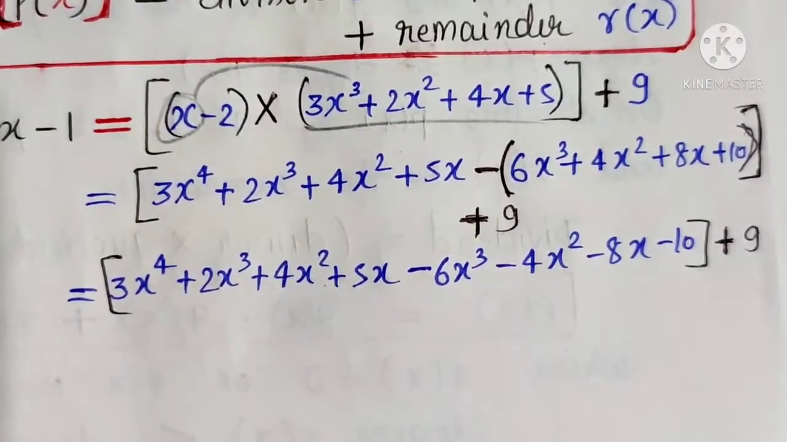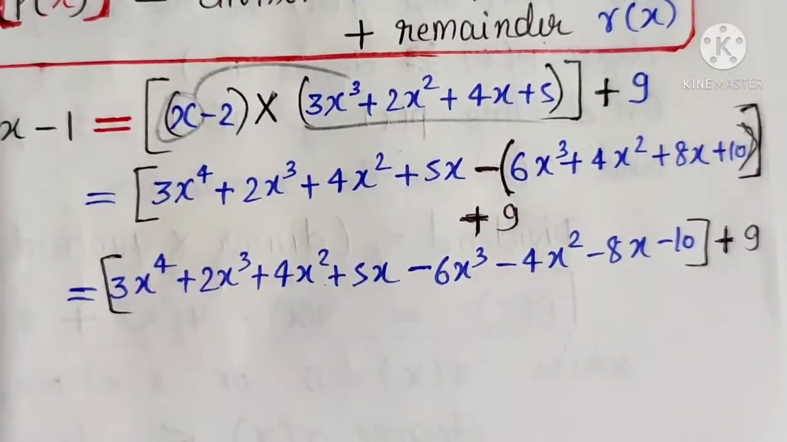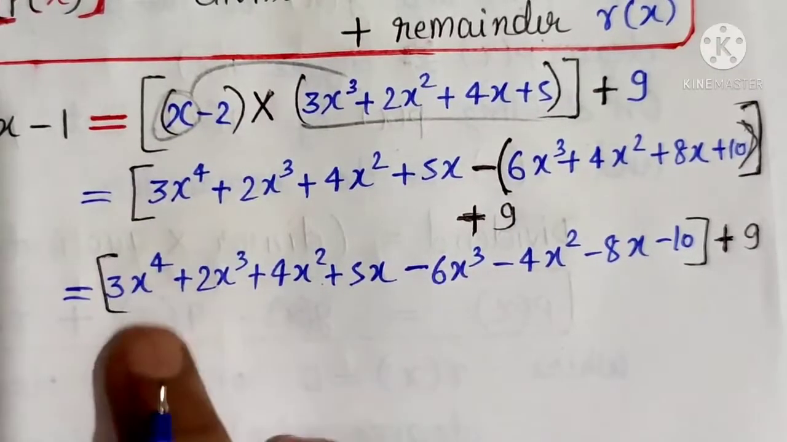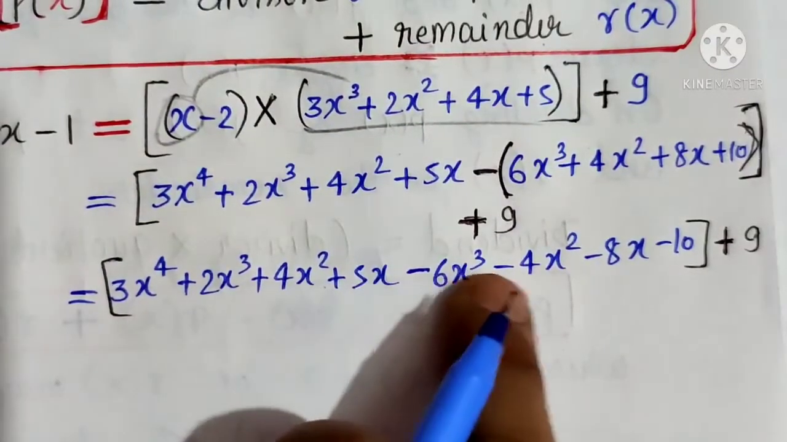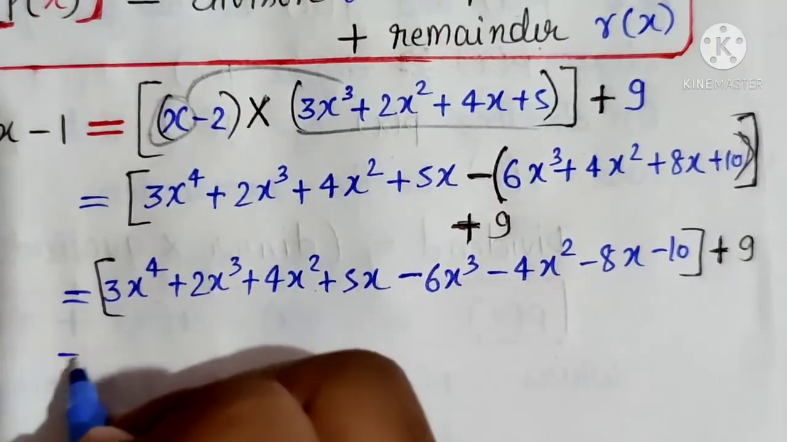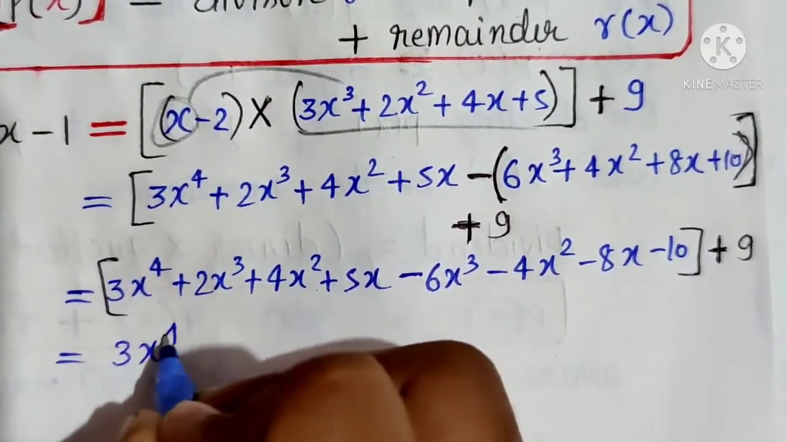Just check, 3x is to the power 4. Is any other number there which is also power 4? Just check. Power 4, power 4. No number is there. So we will write as it is, 3x to the power 4.